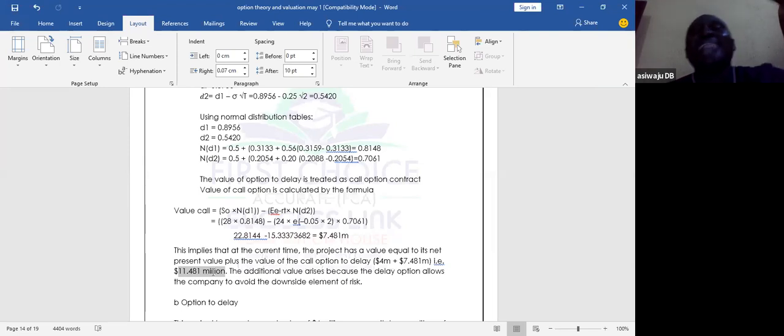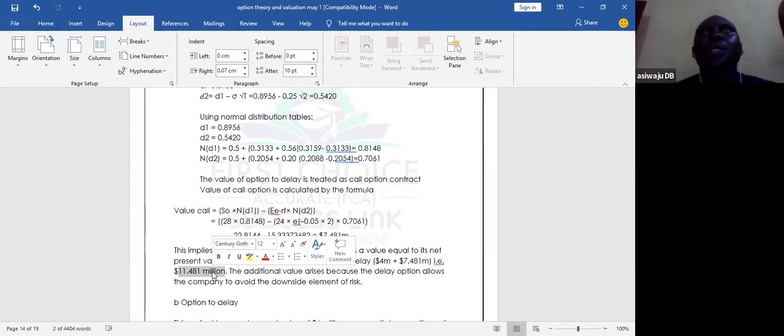If you can delay this project, what do you mean by delaying that? Government will have established the transport system. There will have been a road network to Ikorodu. If you commence now, there's no road network.